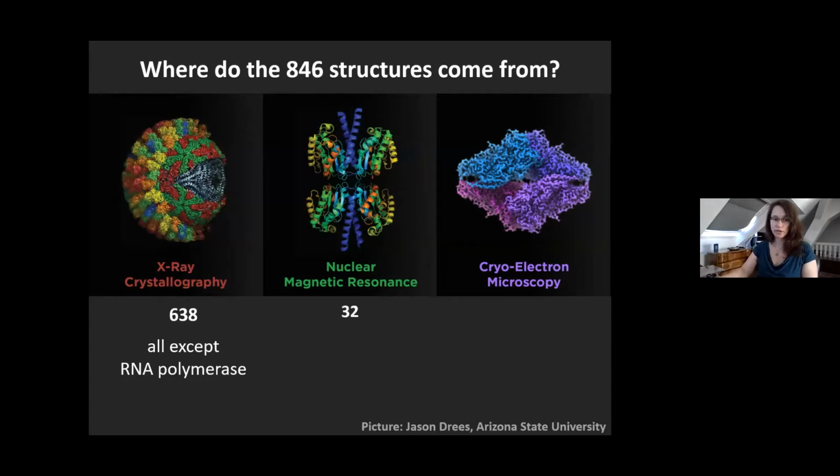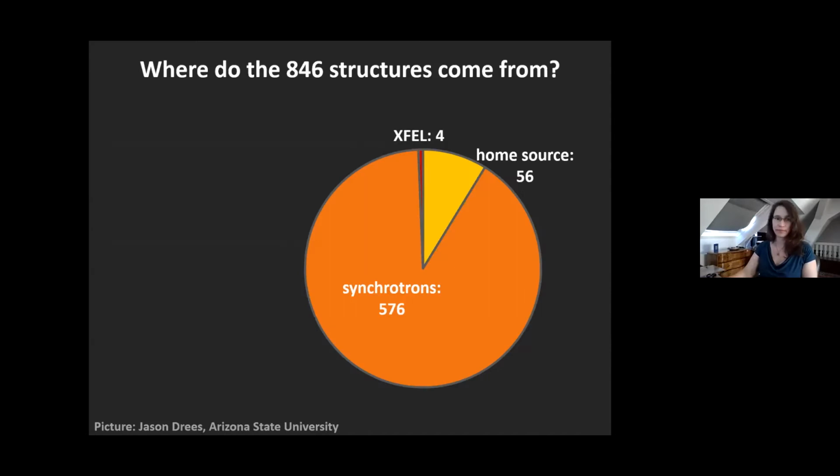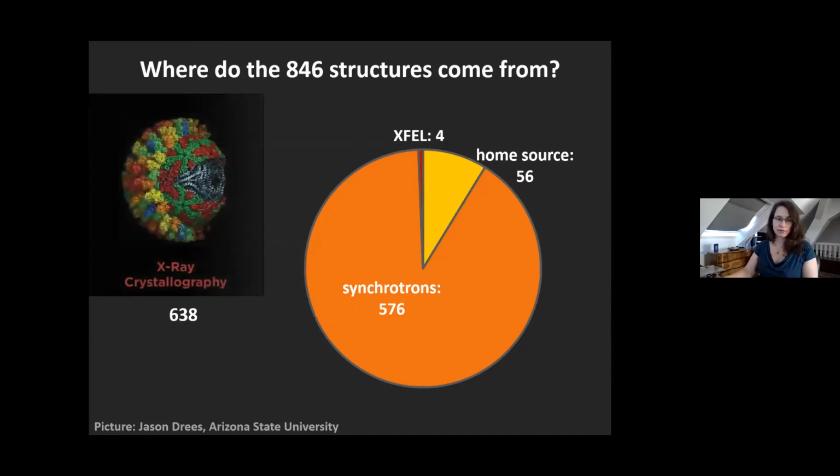There are 32 structures from nuclear magnetic resonance. And these cover the leader protein, which is NSP1, the first non-structural protein, the envelope protein, and 6 others, and 177 cryo-electron microscopy structures, which are to a large extent spike and RNA polymerase structures, and have told us a lot about how the spike works and how the RdRp works. So where do they come from?